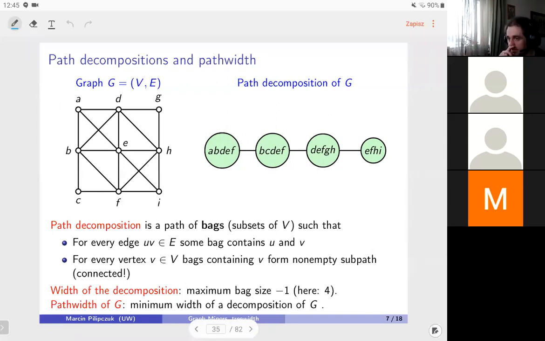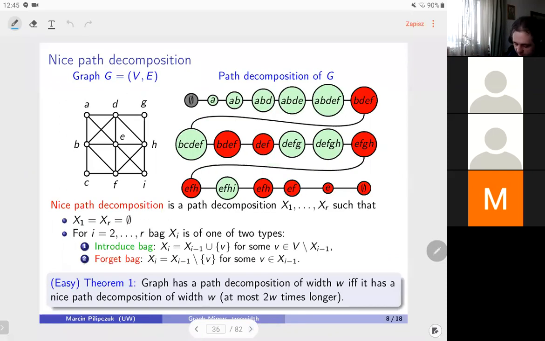Okay, so these are path decompositions. Now we defined something that looks like a path, and if we want to replace path with a tree, we should just replace path with a tree in the definition. Oh, sorry, I forgot that I want to say one more thing. You can also think of taking snapshots every time something changes, saying that one interval ends or one interval starts.